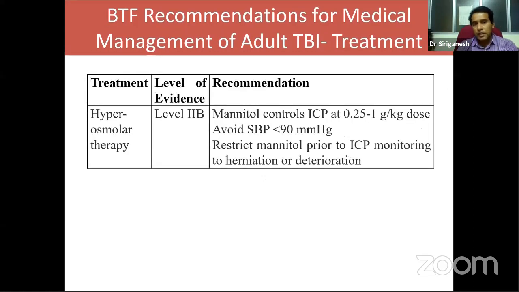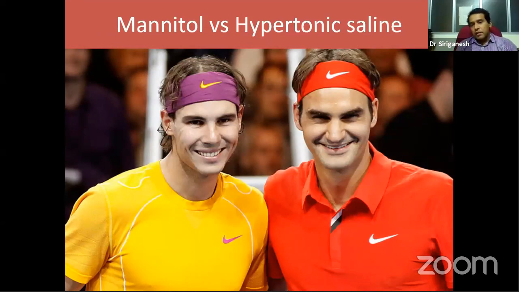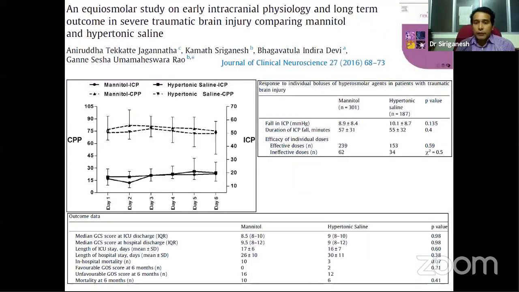And when CSF drainage is performed, it is better to perform it as a continuous technique rather than an intermittent technique. Now, most favorite for discussion is hyperosmolar therapy. The guidelines only mention mannitol in the dose of 0.25 to 1 gram per kg. Avoid if the systolic blood pressure is less than 90. Restrict its use prior to ICP monitoring to only suspected herniation and acute neurological deterioration. So now we have a choice between mannitol and hypertonic saline. Preference is individual favorites. You can choose between Nadal and Federer. It's up to you, because the evidence is equivocal. There is no clear-cut evidence of which is better, mannitol or hypertonic saline.